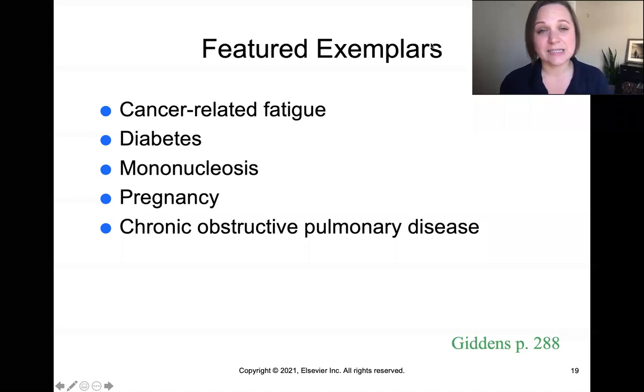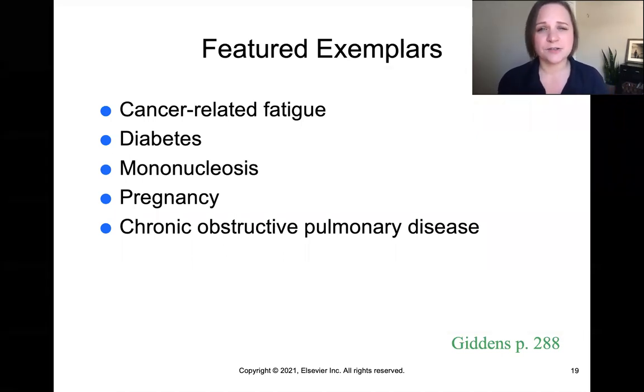Finally, the Giddens text lists a number of featured exemplars. Things like cancer and cancer treatment can cause significant amounts of fatigue. Diabetes, mononucleosis, which is a virus that causes significant fatigue. Pregnancy and early motherhood, by the way, that also is very fatiguing. And things like chronic obstructive pulmonary disease, COPD, which is a respiratory chronic condition. These are some examples of many that can cause problems with fatigue.